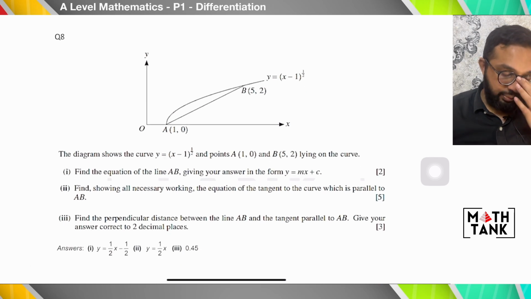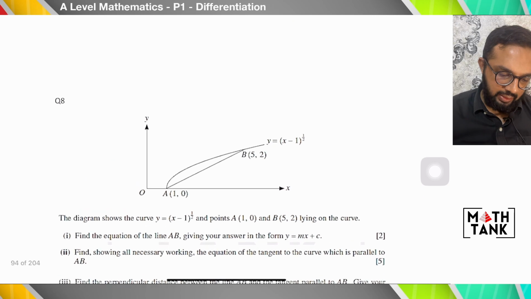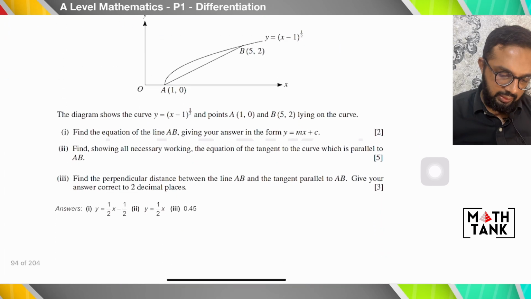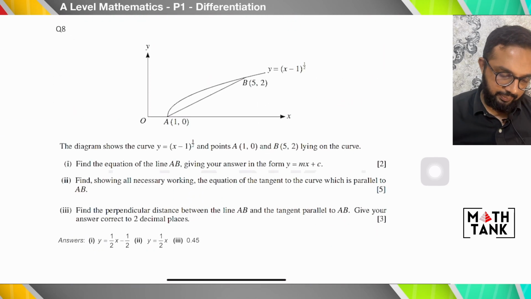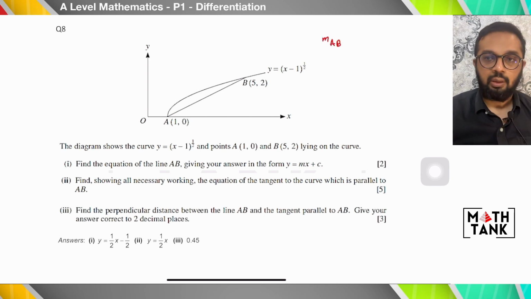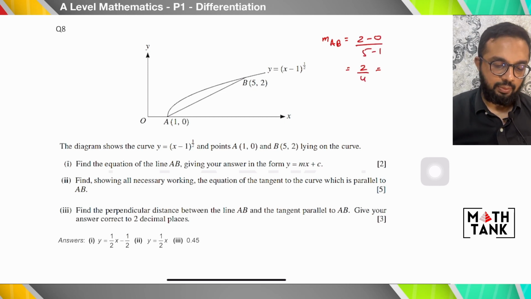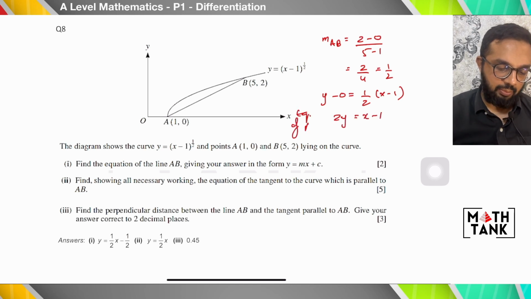Question number 8 says the diagram shows a curve this and the point this and this. Find the equation of the line AB, giving your answer in the form y equals mx plus c. Okay, that is reasonably easy as well. I can just find the gradient of AB and say that this is going to be 2 minus 0 over 5 minus 1. Gives me 2 over 4, which is half, and y minus y1 equals m(x minus x1). So 2y equals x minus 1, and that's the equation of AB.